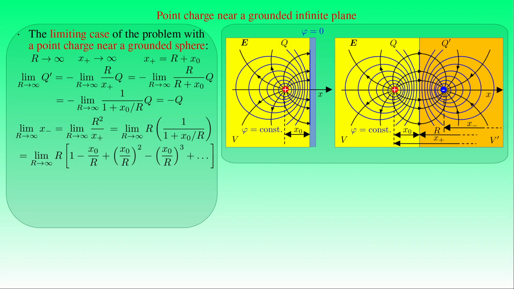If we multiply each term in the infinite sum by capital R, then all the terms vanish as capital R tends to infinity, except the first two terms, which gives capital R minus capital R times x0 over capital R, that is capital R minus x0.